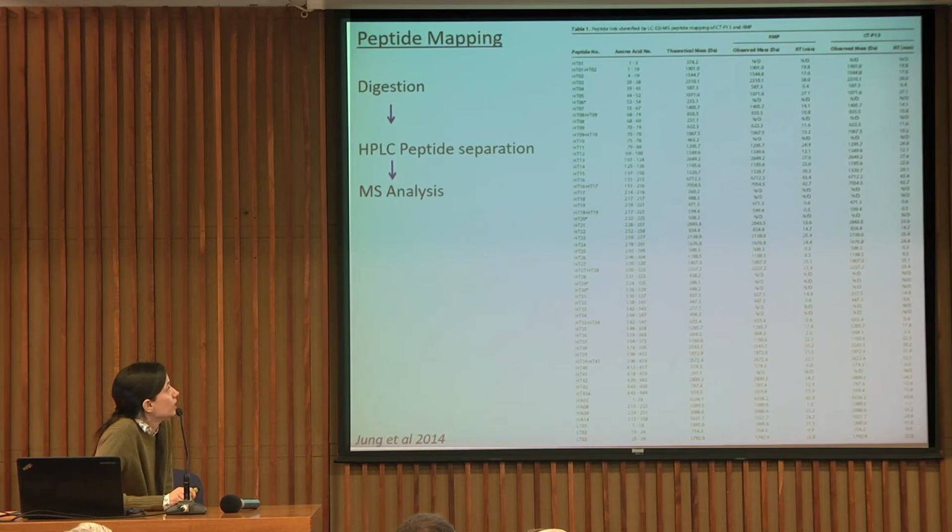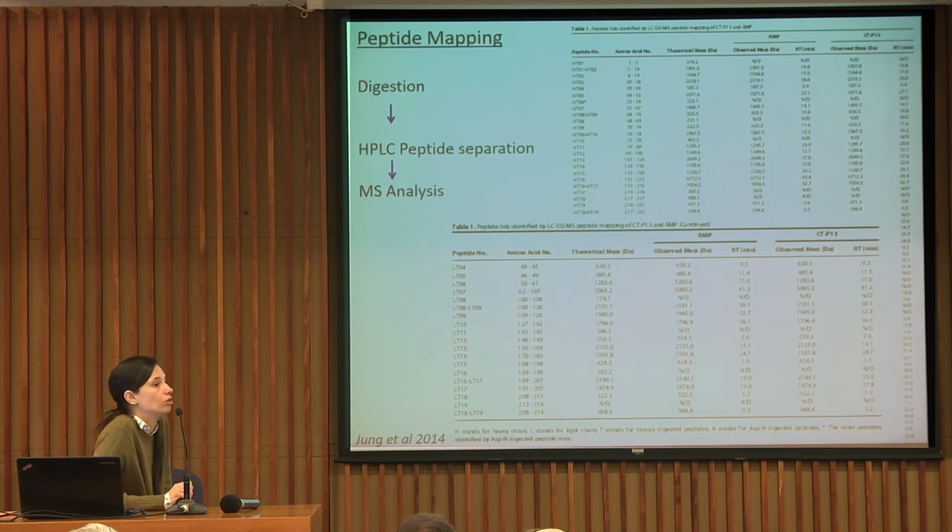Then the next step is, so we did the digestion, we separated the peptides and we compared the profiles, and you can do MS analysis of all those peaks that we just saw on the chromatogram. So when you do the MS analysis, what you will get is an observed mass for each of those peptides, and you can compare them with the theoretical expected mass in the innovator.